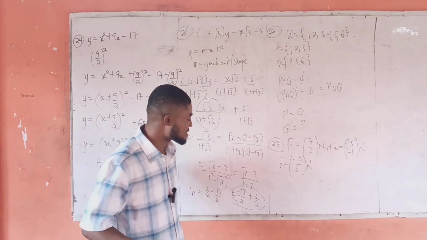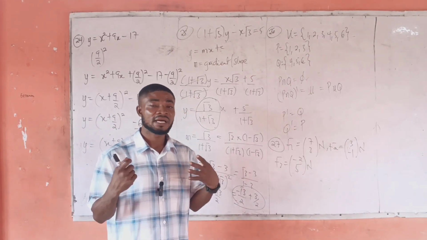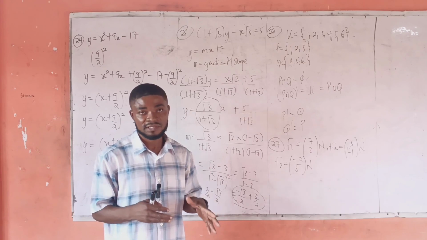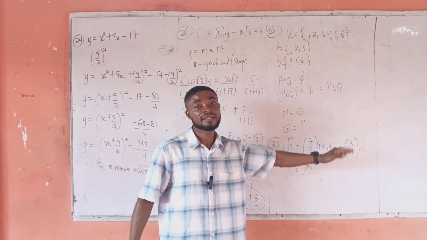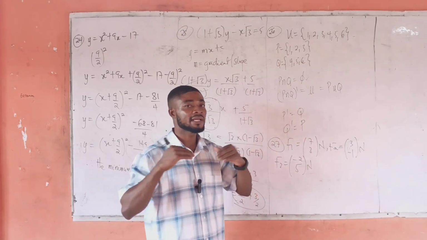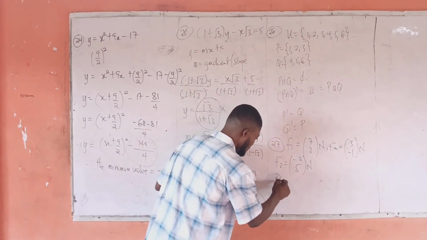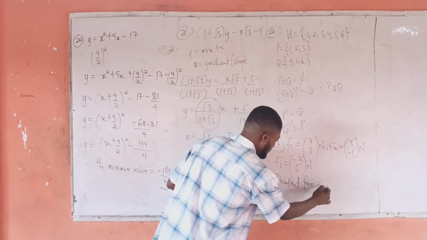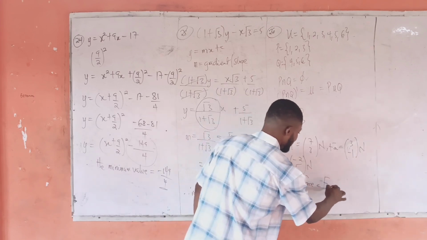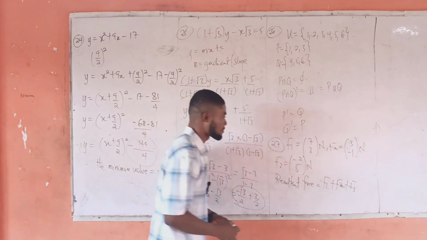So we have three forces which are acting on an object. We first of all need to find the resultant force. Finding the resultant force simply has to do with a combination of the three forces. When we combine all the three forces, that is what we call the resultant force. And so F1 plus F2 and then plus F3.